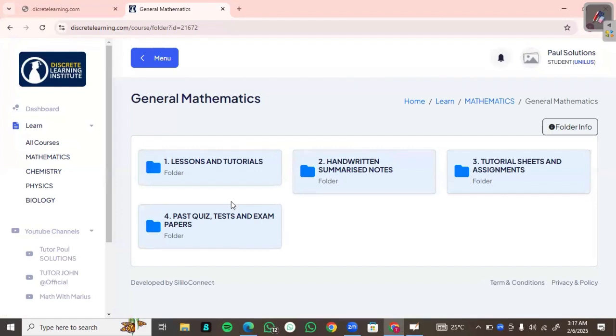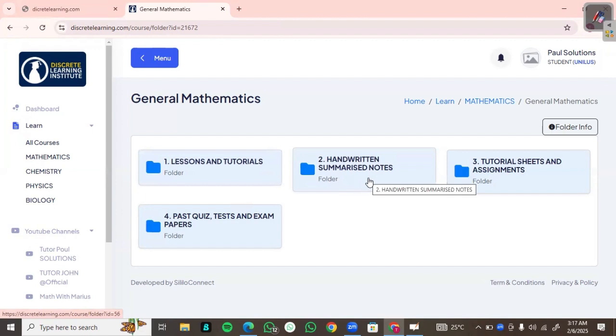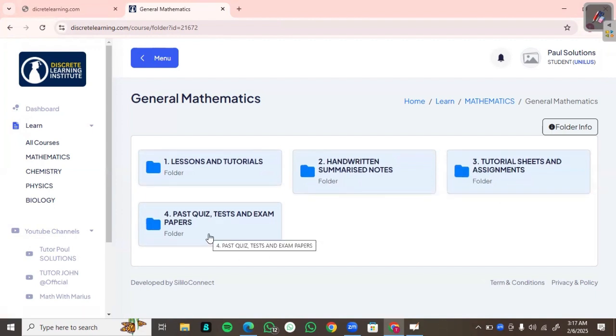So you're going to find 4 folders there. One will be for the lessons and tutorials. The other one will be for the handwritten notes. The other one will be for the tutorial sheet and assignments. The other one will be for past quiz, tests, and exam papers. Okay, so the setup is the same. Even if you go in the chemistry folder, the biology folder, the physics folder, any folder that you go into, you're going to find the same.